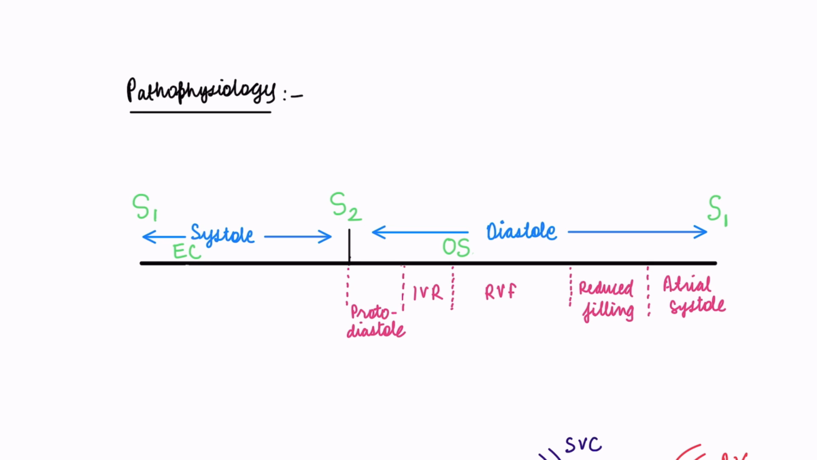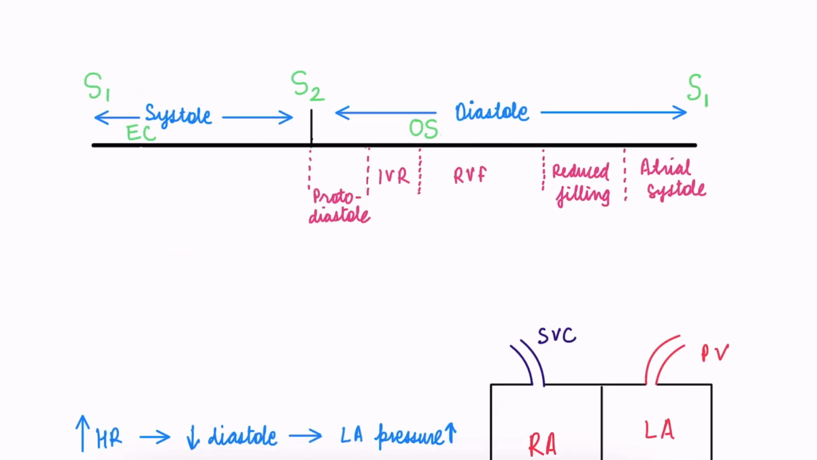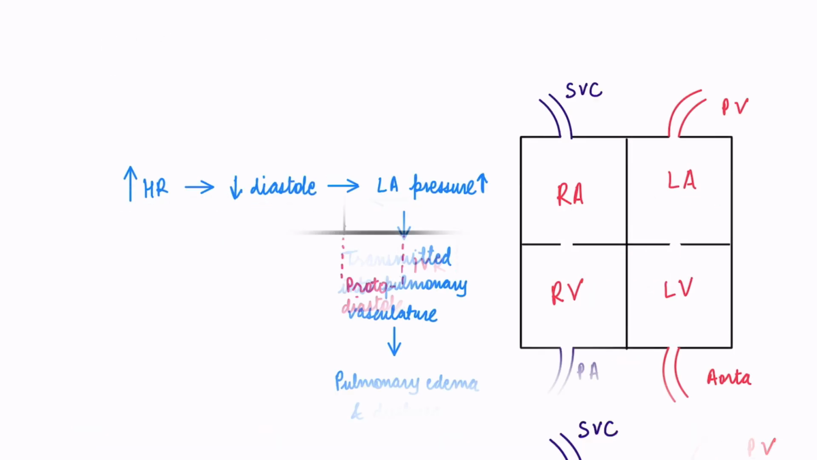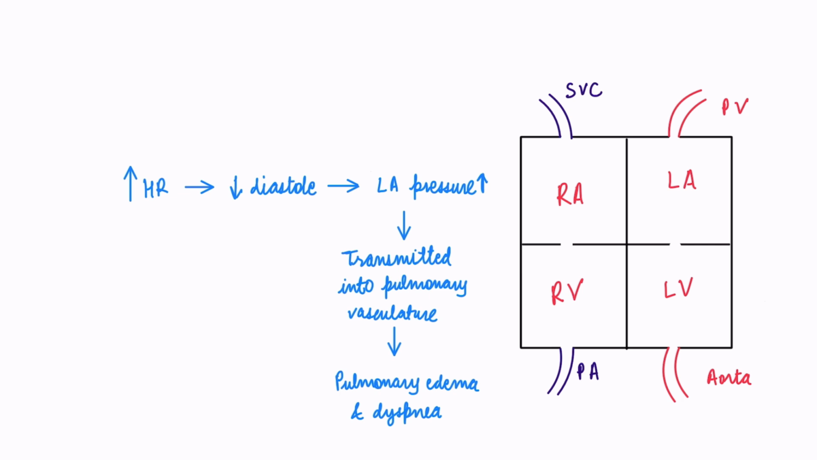For that, first we will have to take a brief look at the normal cardiac cycle. Now, this is our normal cardiac cycle in which first there is systole, then diastole, and as you all know, diastole consists of prodiastole, isovolumetric relaxation, rapid ventricular filling, reduced filling, and then atrial systole. Now let's focus on this diagram.